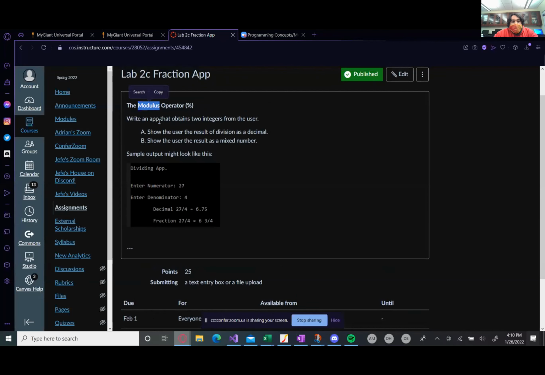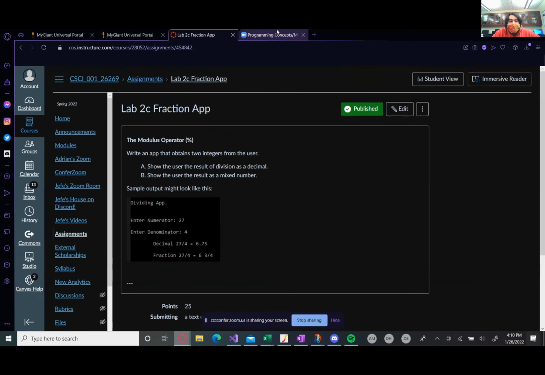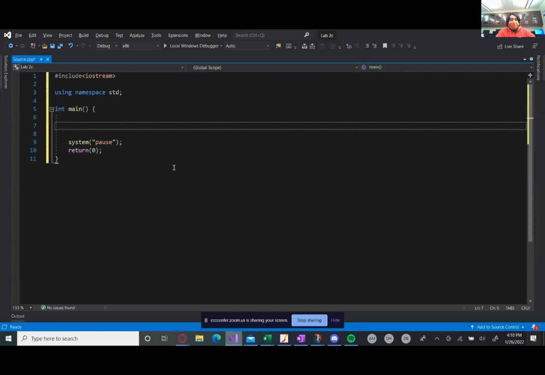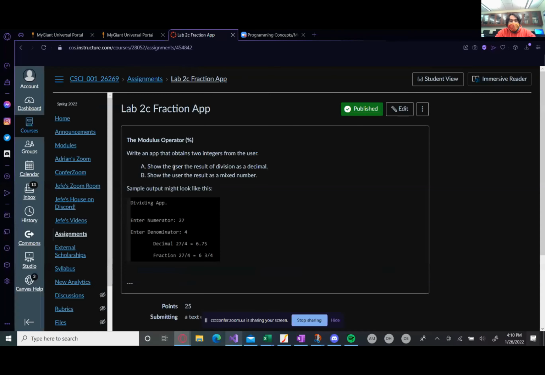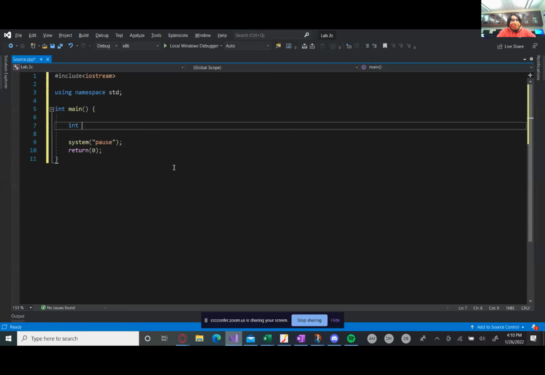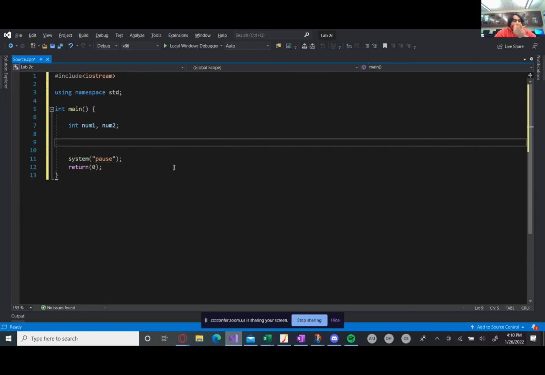So the modulus operator, right? An app that obtains two integers from the user. Okay, so we're going to show the user the result of a division as a decimal. It doesn't say anything about user input, so let's start off by hard coding two integers. Oh wait, from the user. Okay, so let's say we have int, and I'm going to call them num1 and num2. So this can be anything, right? It can be whatever we want it to be.